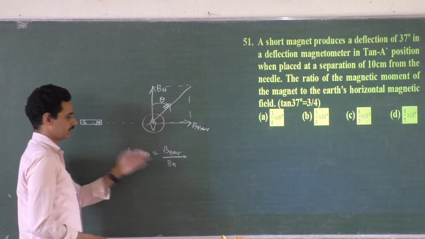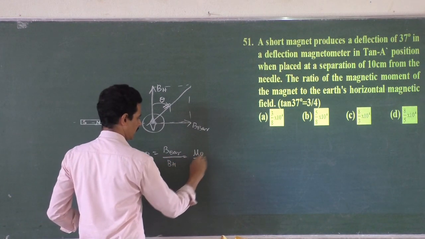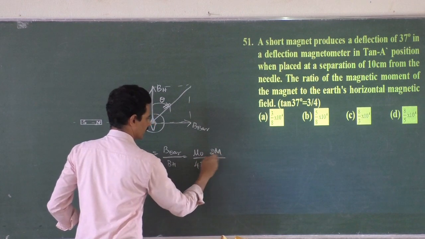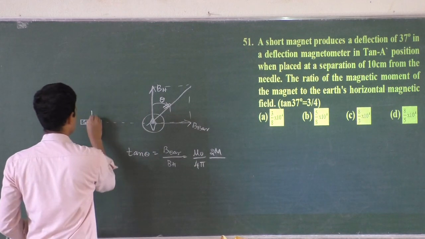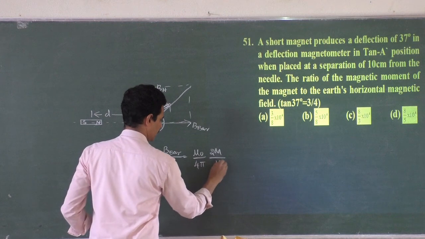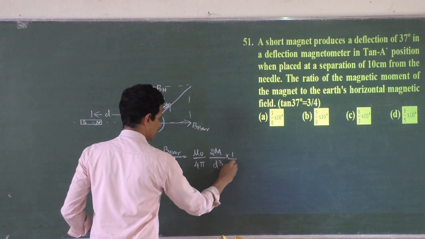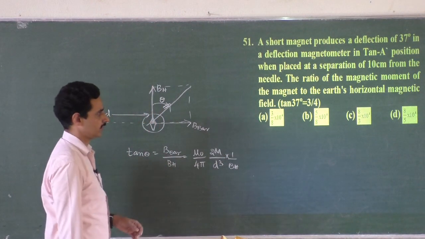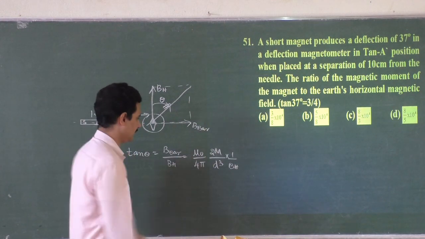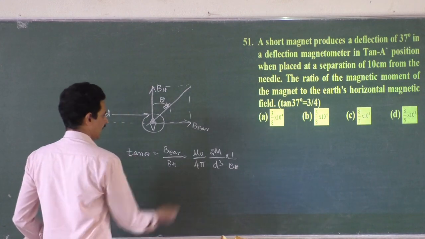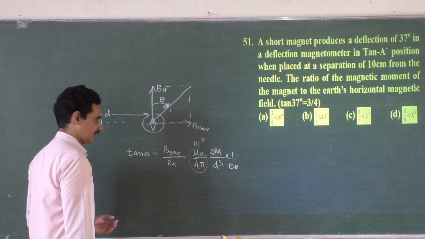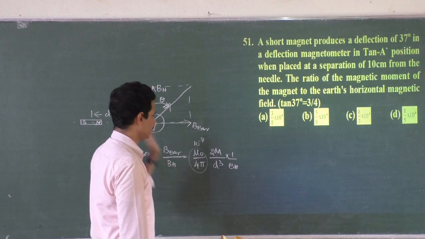What is the magnetic field produced by the bar magnet? It is on the axial line, mu naught by 4 pi, 2m, magnetic moment, by this distance d cube, right, into 1 by BH. So they have asked you to find out m by BH, the ratio of the magnetic moment of the magnet to the Earth's magnetic field. This ratio itself you have to find out, and you know that mu naught by 4 pi is 10 to the power minus 7, because mu naught is 4 pi into 10 to the power minus 7. The 4 pi gets cancelled.